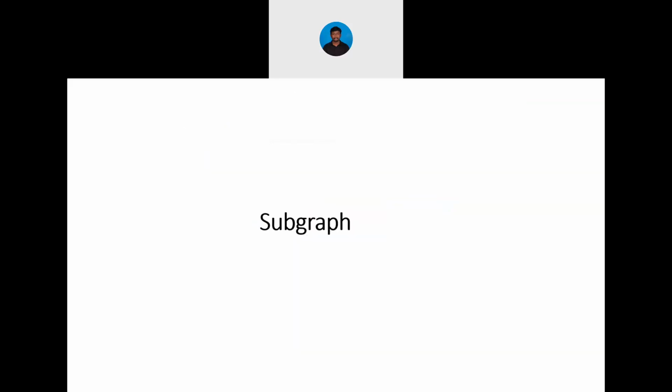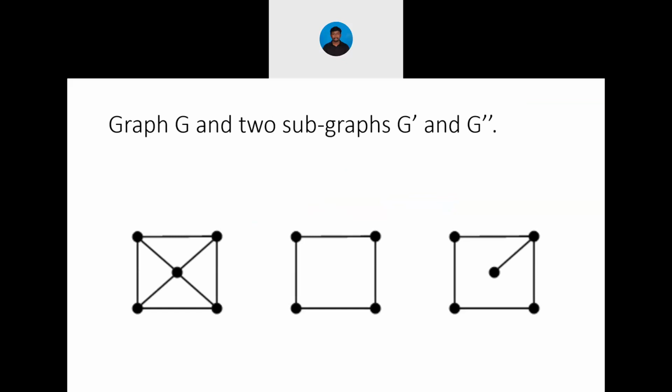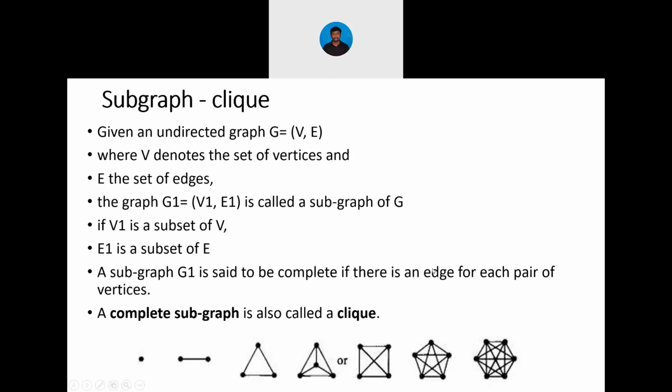And then, while entering into the subgraph, what is meant by a subgraph? From an original graph, how we can derive a subgraph. The first figure is an original graph, and the second and third are subgraphs derived from the original graph. So what is meant by a clique? A clique can be defined as a complete subgraph. What is a complete subgraph? If each and every vertex in a particular subgraph communicates with each other, then that is called a complete subgraph. That is a clique.